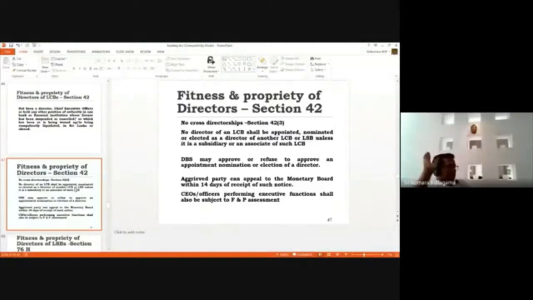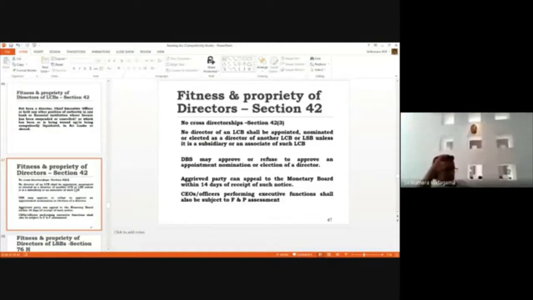You know the reason. It's really a conflict of interest situation where the interest of one institution will go against the interest of the other institution. You know, even when people resign from certain board positions or step down from their board positions, they can't join another bank unless they spend some sort of a cooling off period. These are governance and ethics related principles.